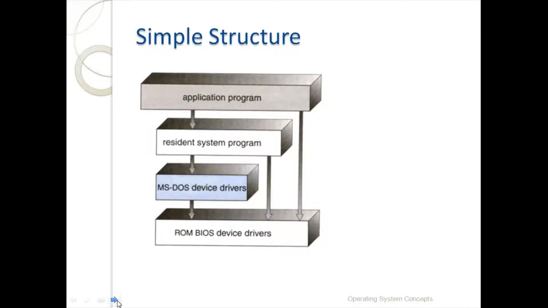So there are different structures that have been followed from the beginning till now. First of all, we discuss the simple structure. So look at the picture. The simple structure is followed by most of the early operating systems, which were designed at the very beginning, and this simple structure did not have a well-defined structure.